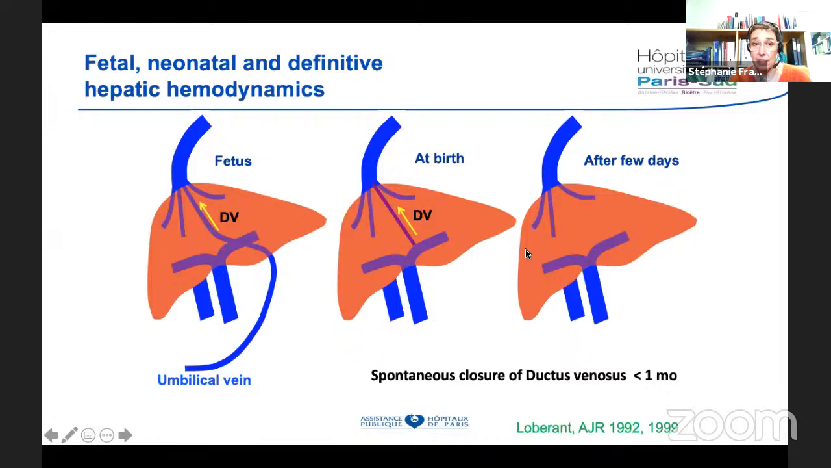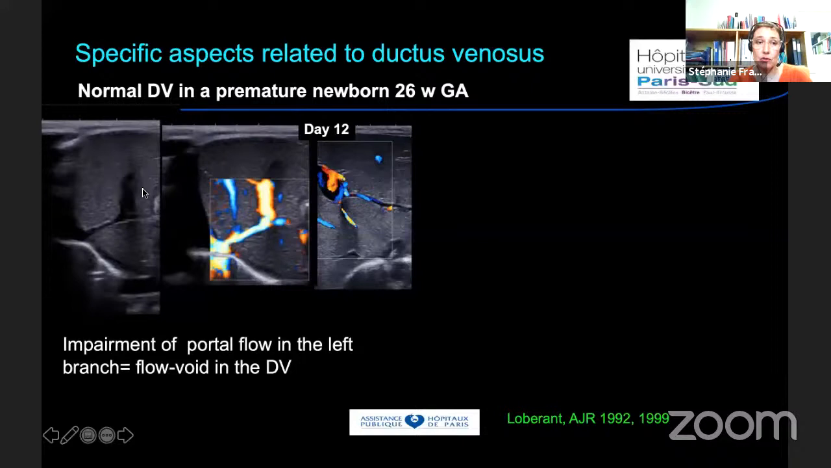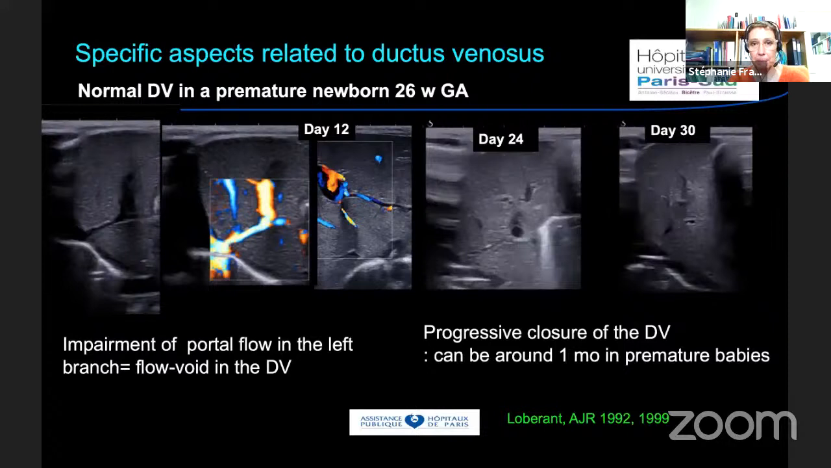So here is the aspect of a normal ductus venosus in a premature baby. You can see here this very straight vessel with hepatofugal flow. And you can see that there is an impairment of the portal flow in the left branch, but this is just due to the flow void and there is no thrombosis, because we are frequently asked about thrombosis in those patients. And progressively, you will see the thickening of the ductus venosus. Here is a little calcification, even in this case, and then the definite closure of the vessel.